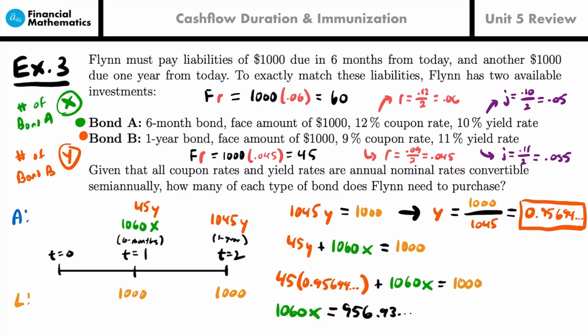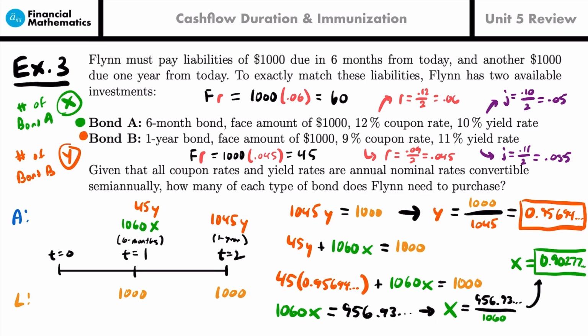And so then you can solve for X by dividing both sides of the equation by 1,060. All right, so I'll do that here. We'll have X is equal to 956.93 and some more decimals divided by 1,060, which will give you that X is equal to 0.90277 and some more decimals. Okay, that is the value of X, or the number of bond A that Flynn needs to buy in order to exactly match his liabilities.